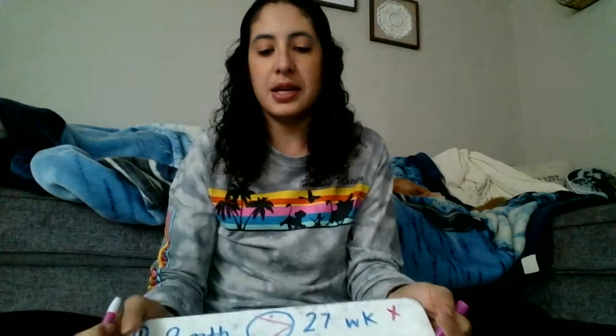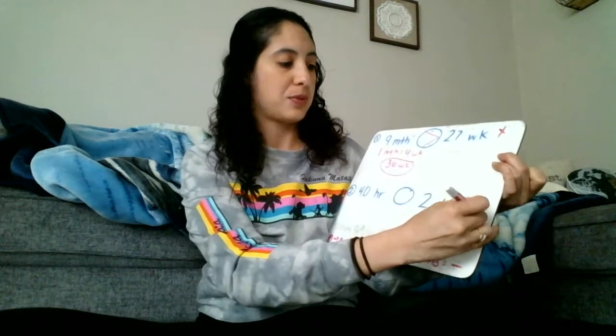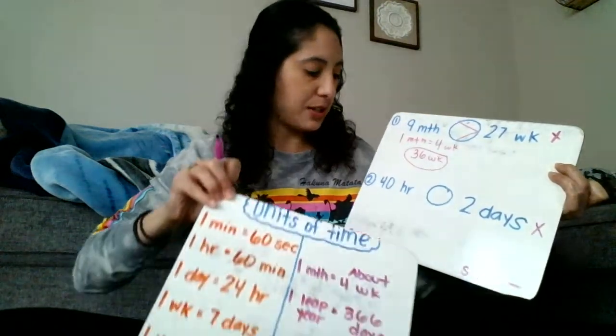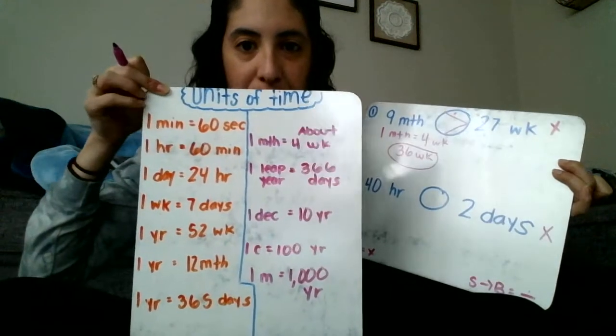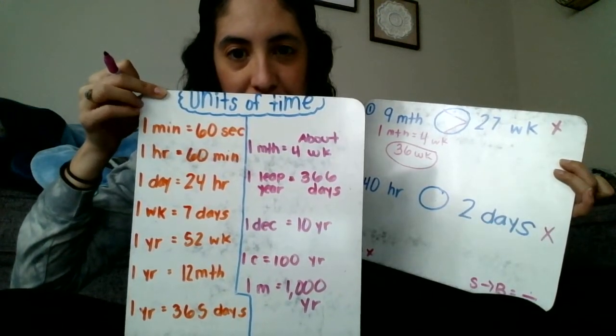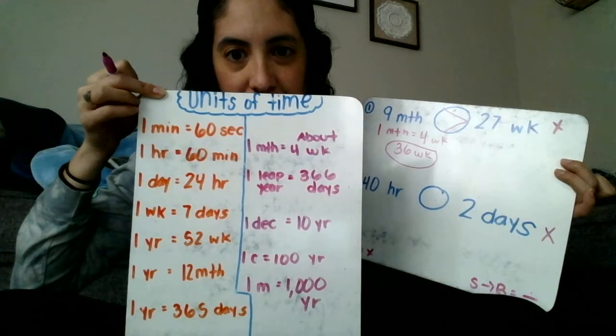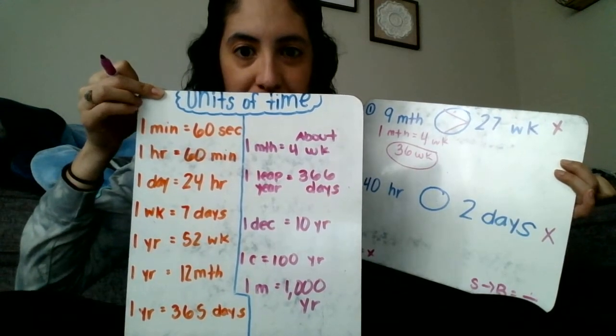Now, a day is this small, and an hour is even smaller. Okay, so from day to hour, I'm going from big to small. So I'm going to multiply. So let's see. How many hours are in a day? Do you see it over here on this side? One day has 24 hours, right?